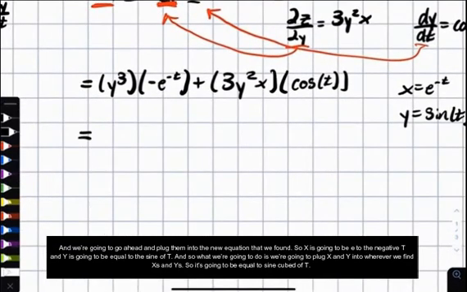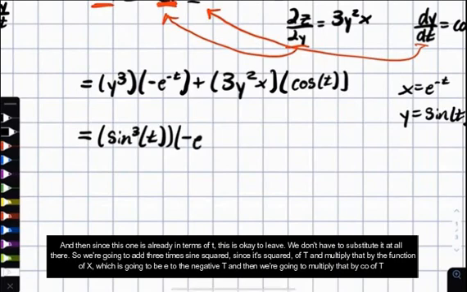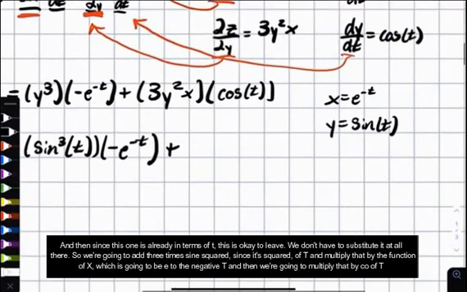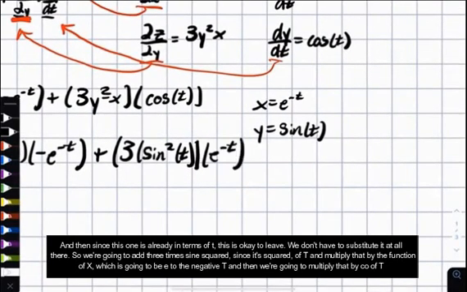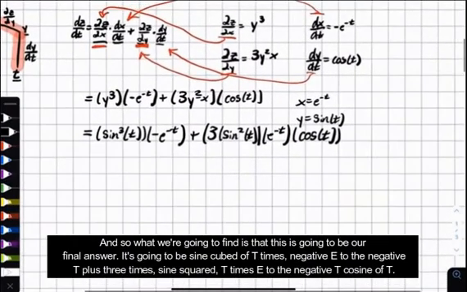So it's going to be equal to sine cubed of t. And then since this one is already in terms of t, it's okay to leave; we don't have to substitute it at all there. So we're going to add 3 times sine squared, since it's squared, of t, and multiply that by the function of x, which is going to be e to the negative t. And then we're going to multiply that by cosine of t. And so what we're going to find is that this is going to be our final answer. It's going to be sine cubed of t times negative e to the negative t, plus 3 times sine squared t times e to the negative t times cosine of t.